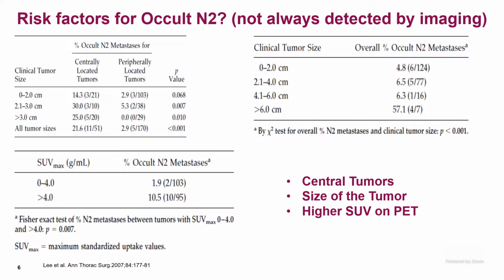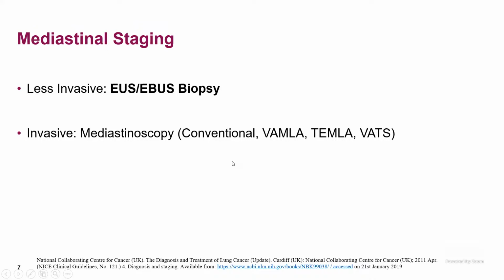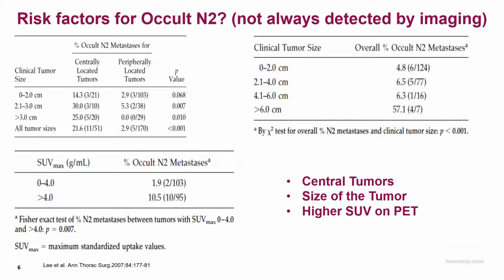And what are the risk factors for mediastinal nodal involvement requiring mediastinal staging? A central tumor, or a tumor size of more than 6 centimeter, is a predictor of mediastinal nodal spread. A higher SUV on PET CT scan is also an indicator, particularly if the SUV is more than 4.